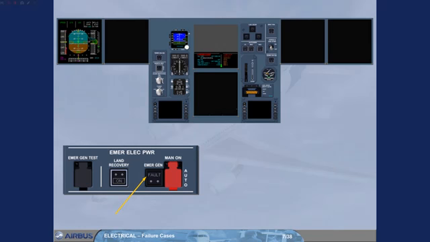Note, the captain's ND would have been restored if the green hydraulic system was supplied by an engine-driven pump instead of the RAT.